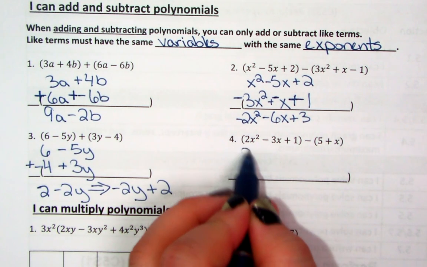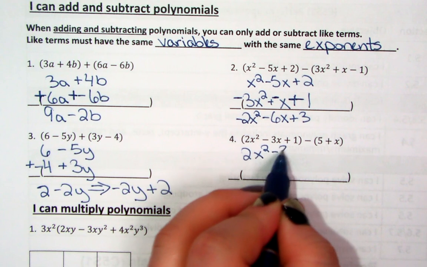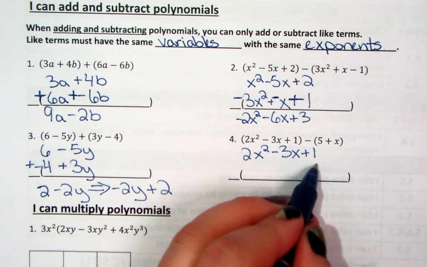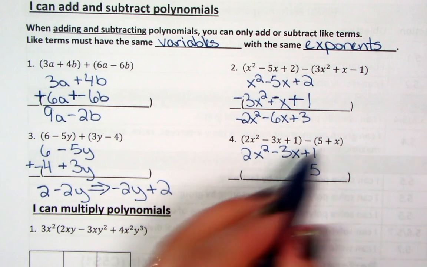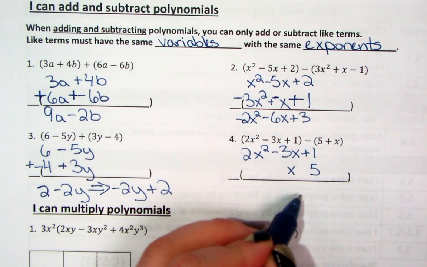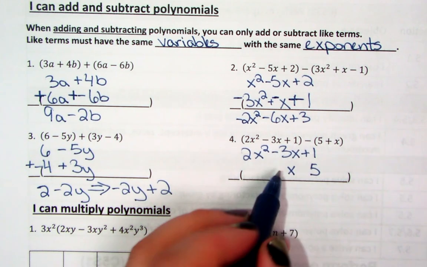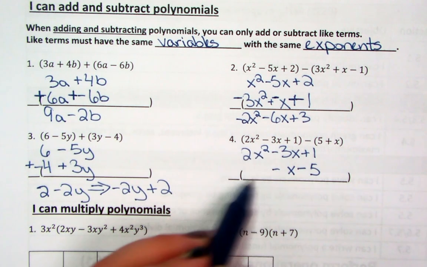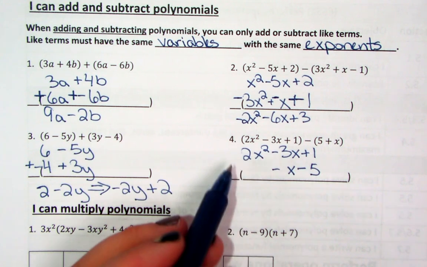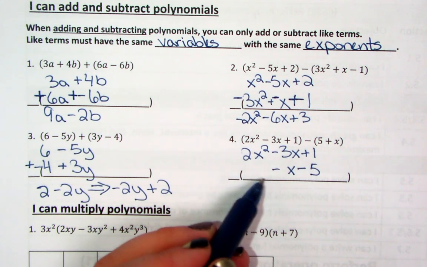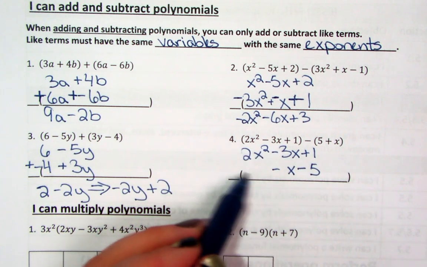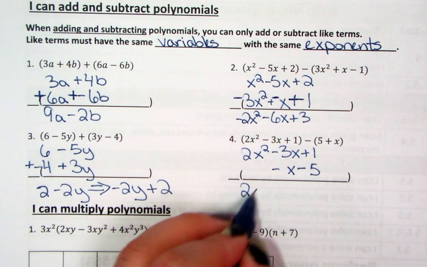Number 4. Here's our first polynomial. And then the 5 will line up underneath the 1. The x will line up underneath the negative 3x. And we are subtracting, so a subtraction sign goes in front of both terms. So I don't have anything that's underneath this 2x squared. And if you'd like, you can put a 0x squared, or you know that 2x squared minus nothing gives me just 2x squared.